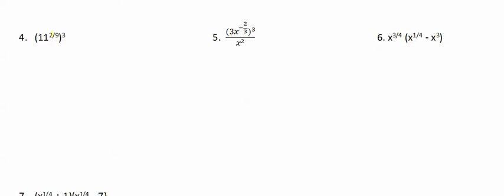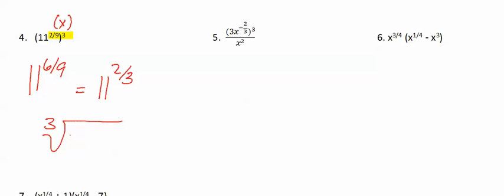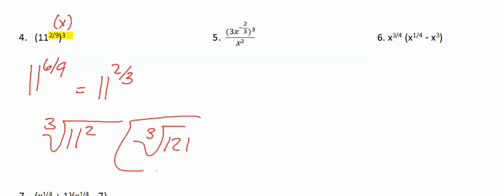Number 4, when you have an exponent to an exponent, remember you need to multiply. So what you're going to get is 11 to the 6/9, and we'll just reduce it to the 2/3 power, and I can make that into the cube root of 11 squared. Now I can't take the cube root of 11, so we'll do the cube root of 121, and we'll leave it just like that right there.